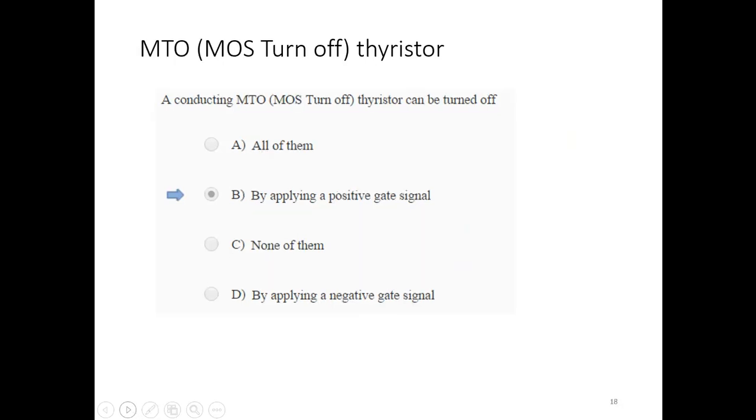The MOS thyristors can be turned off by applying a positive gate signal, as it is a MOS type. The MTO basically has two gates. One is the turn-on gate, and the other is the turn-off gate. The device has two gates: with the one you apply a positive gate 1 signal to turn on, and when you want to turn off, you use the other gate. Basically, like a MOSFET, it is controlled by applying a positive gate signal only, not a negative gate signal.